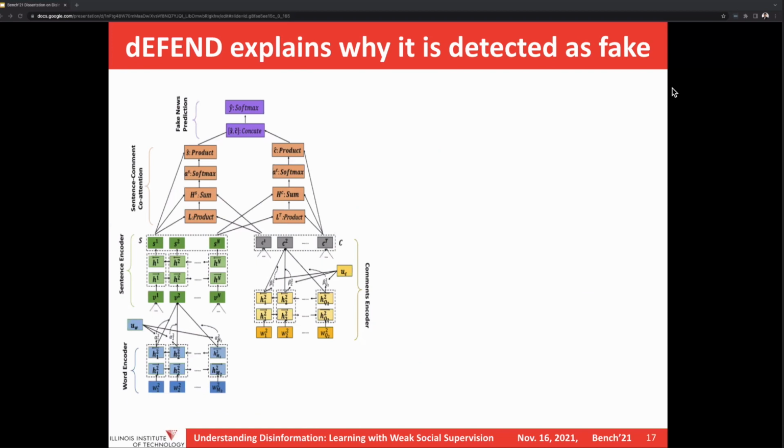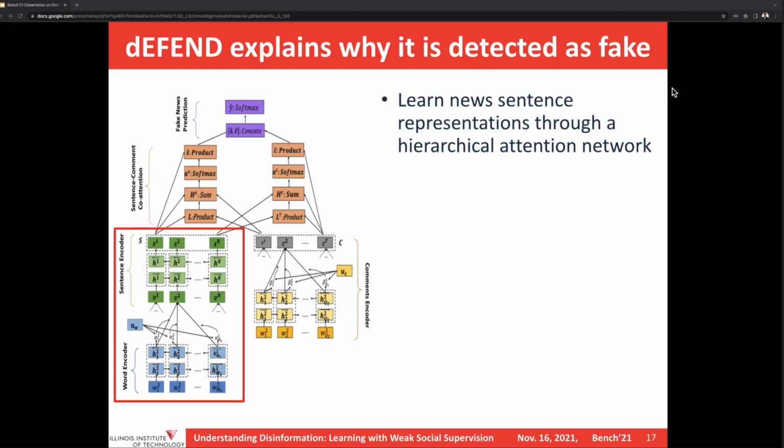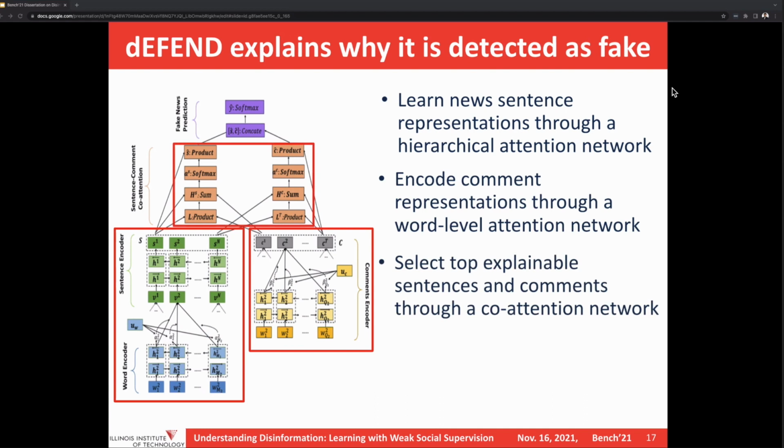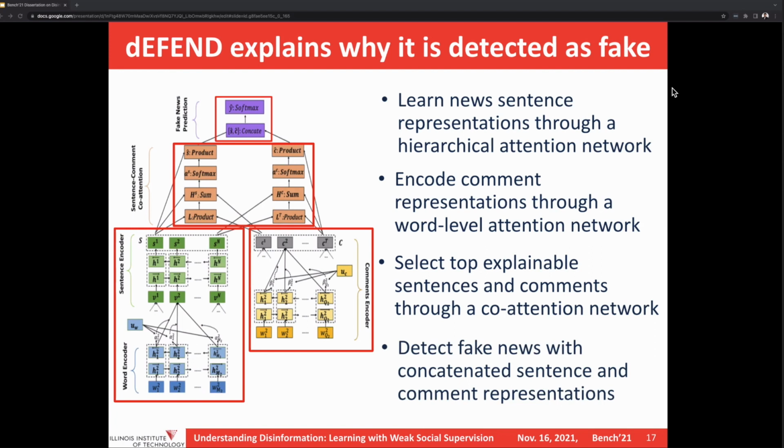To model these relations between the contents and the comments, we propose a framework called DEFEND. As shown here, it includes four major components. The first one is a news representation learning component. It uses a hierarchical attention neural network to model the hierarchical structure in the news document. Second, as I said, comments may contain very useful semantic information, so we encode the comments through what we call a word-level attention network. After we obtain the representations of sentences and comments separately, we propose a co-attention network to capture the correlations between the sentences and comments. Finally, we concatenate them together to predict fake news.